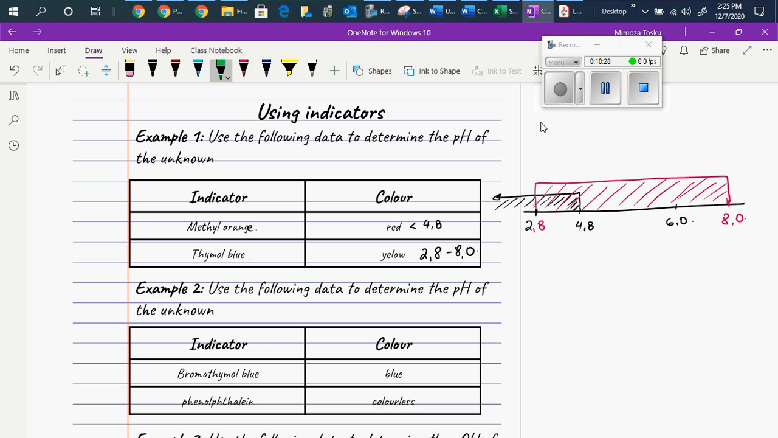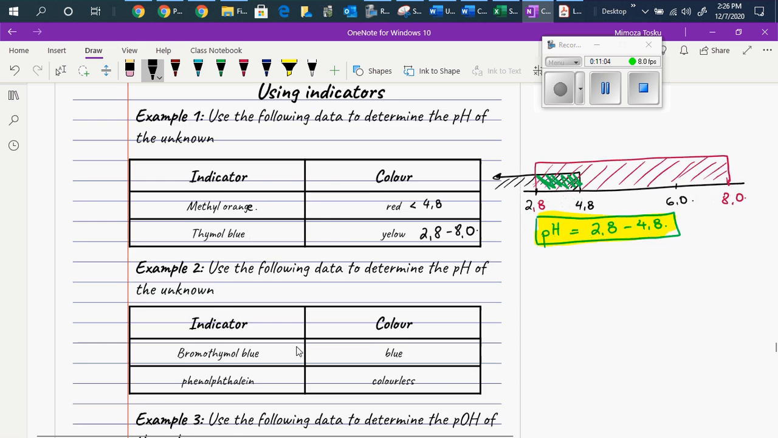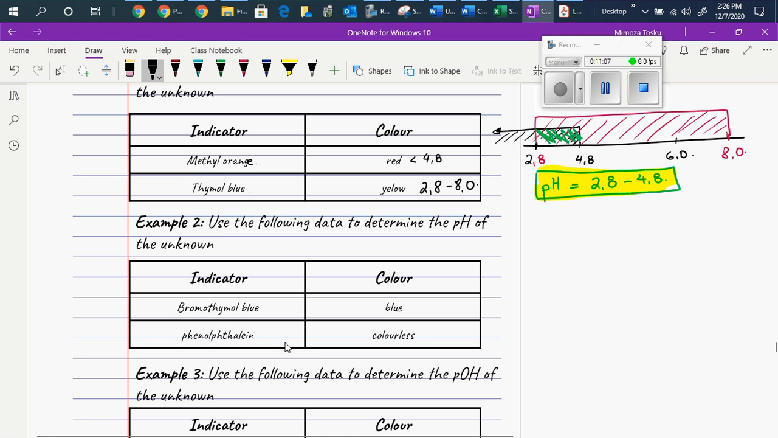Now, as you see here, there is an overlap between 2.8 and 4.8. So you can say that the pH is in the range of 2.8 to 4.8. And then you can define if it is an acid or if it is a base or whatever. Let's take a look at the other one. So it's pretty much building the number line and seeing where they overlap.